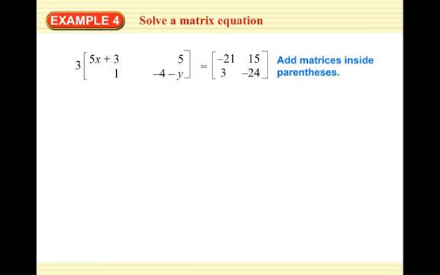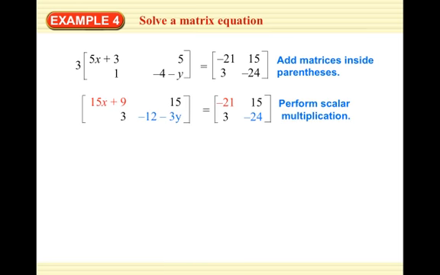All right, on the left-hand side, we still need to simplify. We need to multiply everything by 3. So 3 times the quantity 5x plus 3 is going to be 15x plus 9. And then 3 times 5 is 15. 3 times 1 is 3. 3 times negative 4 minus y is negative 12 minus 3y. Negative 12 minus 3y, because we're going to multiply everything by 3 on that left-hand side. And that's going to equal negative 21, 15, 3, negative 24.